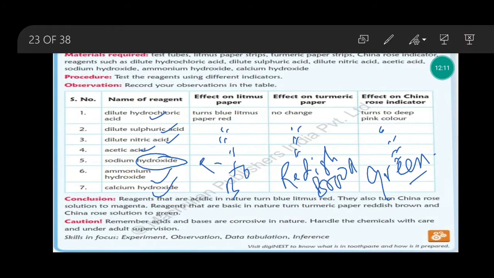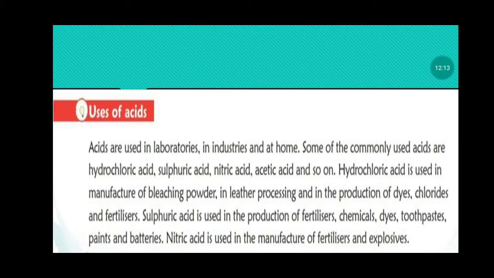Okay, now coming to the next slide, that is the uses of acid. Here we will come to know about the different uses of acid. Acids are used in laboratories, in industries and at home. Some of the commonly used acids are hydrochloric acid, sulfuric acid, nitric acid, acetic acid and so on.